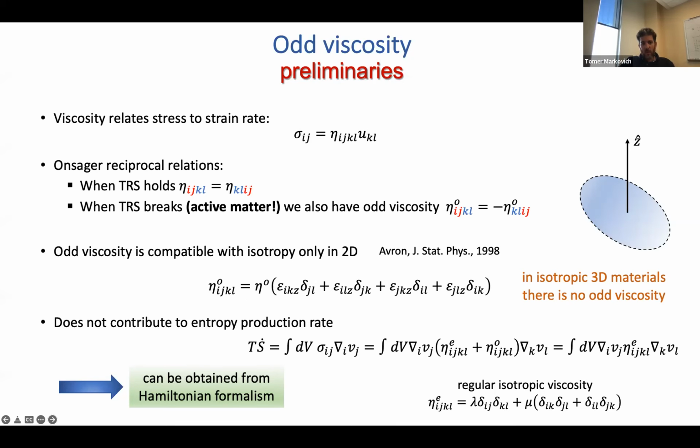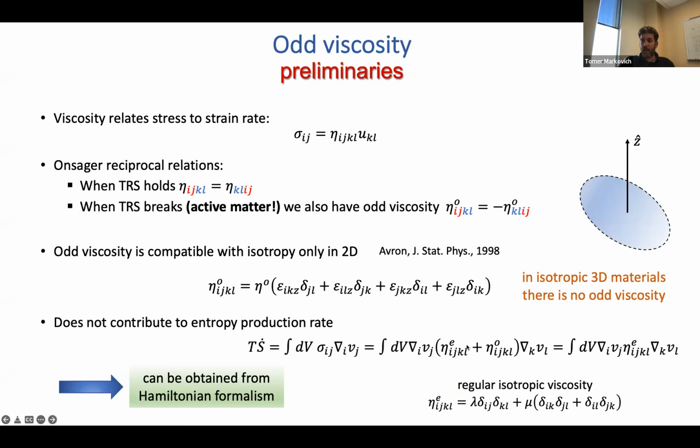Just to show again, if I have this odd viscosity and I want to write the entropy production, like I did in a general sense before, you put inside the stress this eta even, which is the regular viscosity, and the odd viscosity here. Because eta odd is odd under ij kl, and it multiplies the strain rate from both sides, it actually vanishes. So it doesn't contribute anything to the production, as you expect. So it's a reactive coupling.